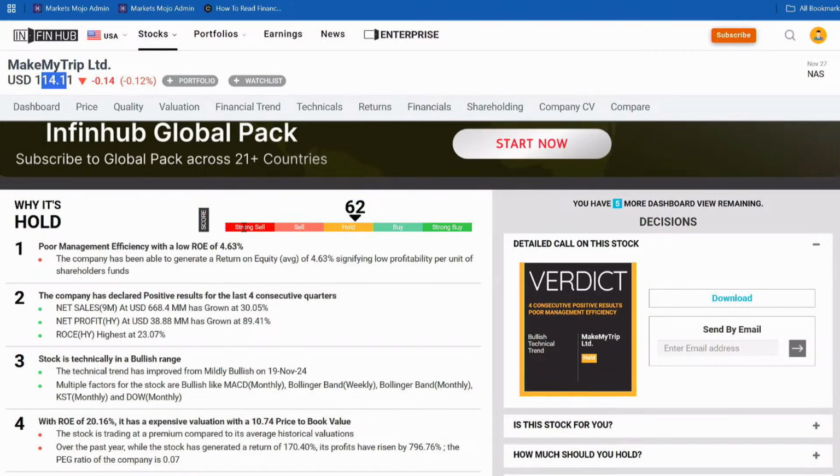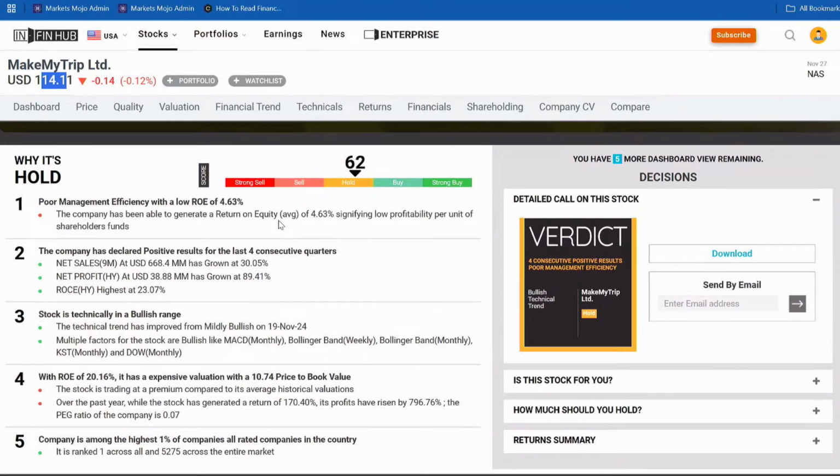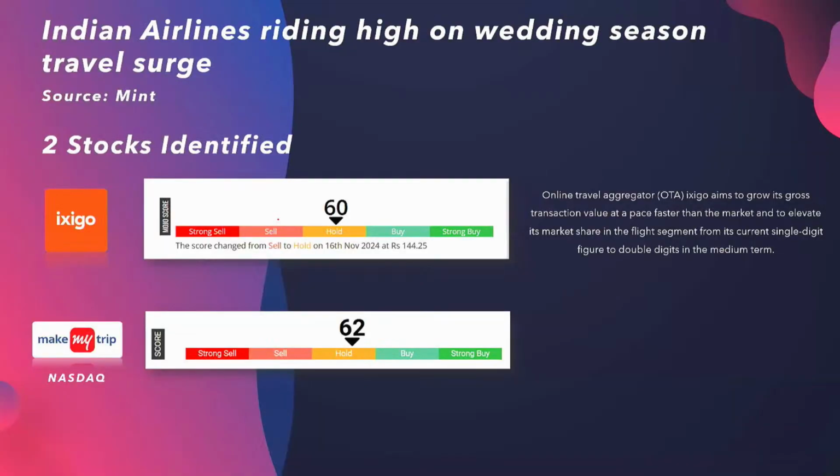And if you could invest in this particular company, which is not in India, you could go about investing in these companies.